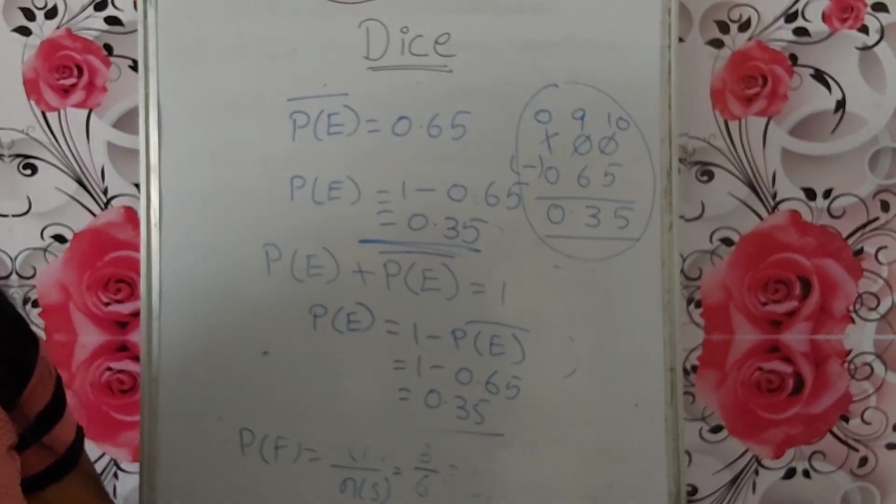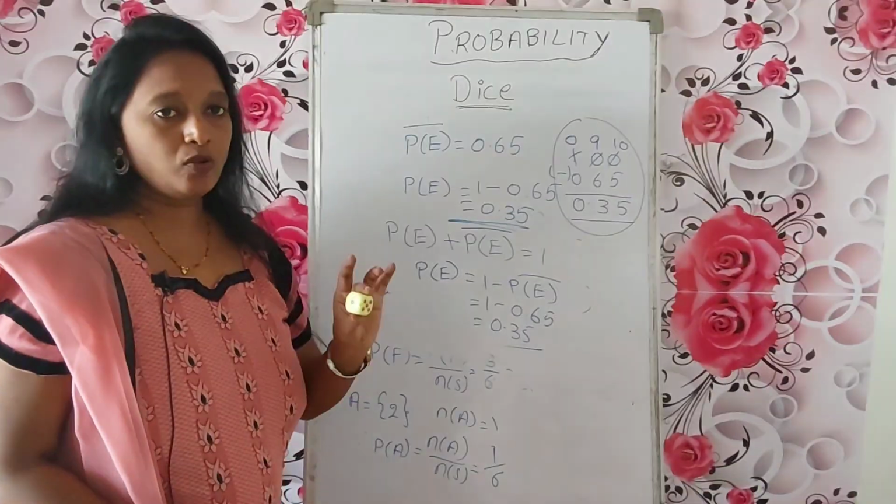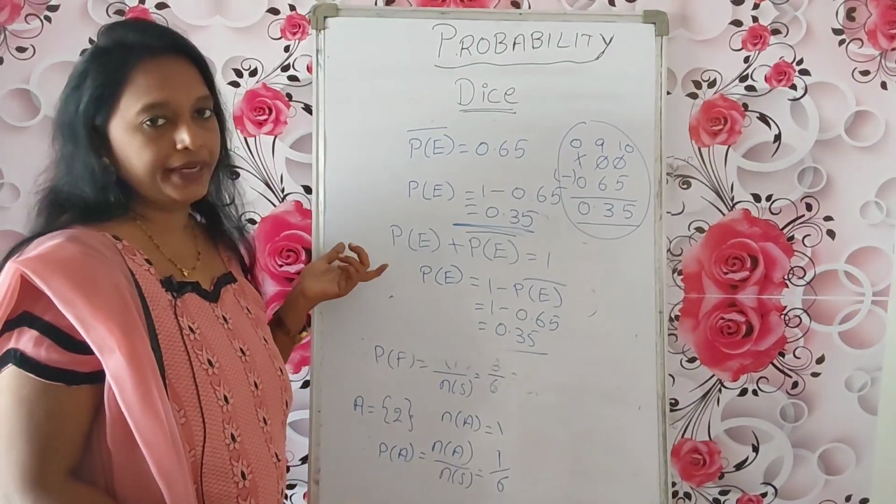Then I think you understood how to solve the problems related to single dice and these 1 mark bits.